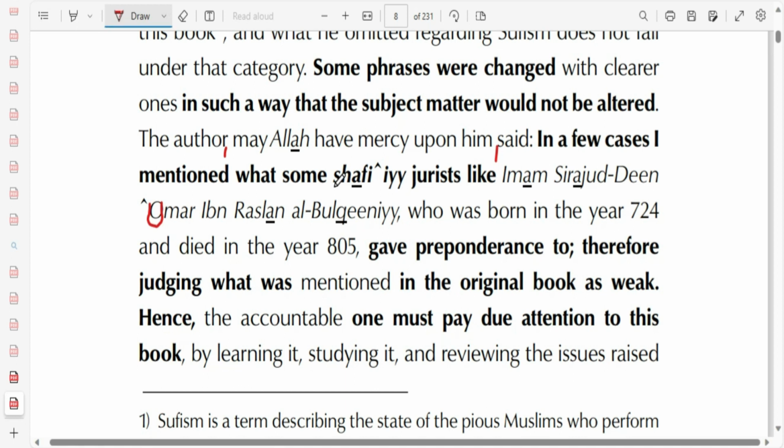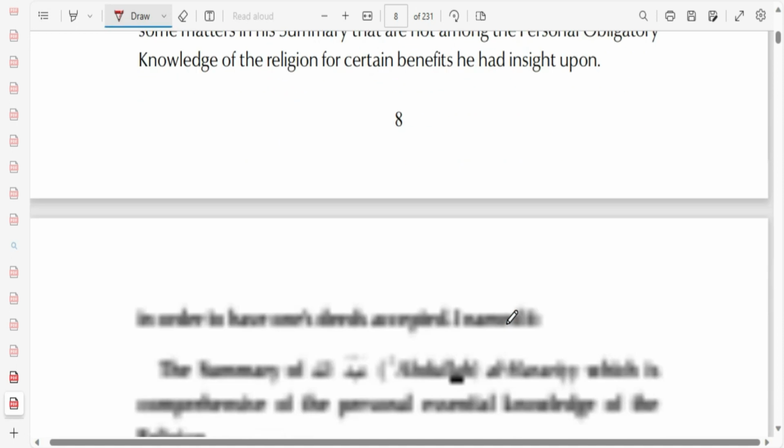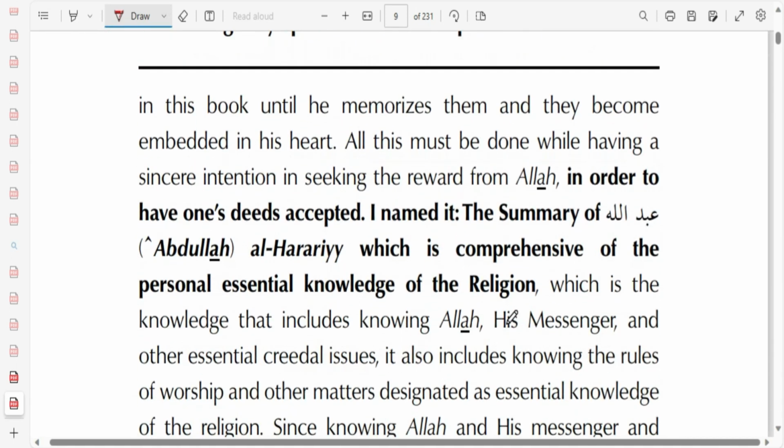In other words, the Shaykh is saying to you, if you learn this summary of obligatory knowledge, you will learn what is strong of the Shafi'i school. Therefore, judging what was mentioned in the original book as weak. Hence, the accountable one must pay due attention to this book by learning it, studying it, and reviewing the issues raised in this book until he memorizes them and they become embedded in his heart. All this must be done while having a sincere intention and seeking the reward from Allah in order to have one's deeds accepted.